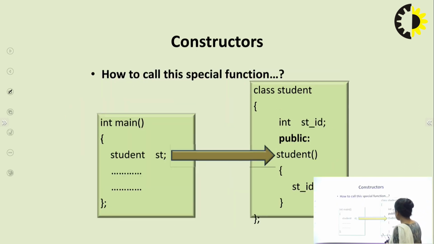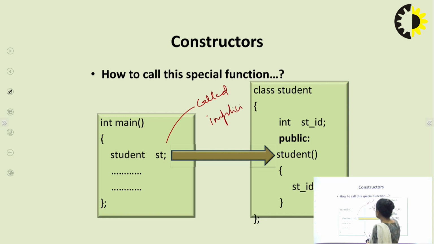In that case, how exactly do we call that? If constructors are functions, then how do we call them? A very important point to be noted is that we don't call the constructors. Constructors are called implicitly. Whenever you create an object of a class in the main program, the constructor function gets called implicitly. So as a programmer, you don't have to call them explicitly. So we have a class student, you have the member data student ID.